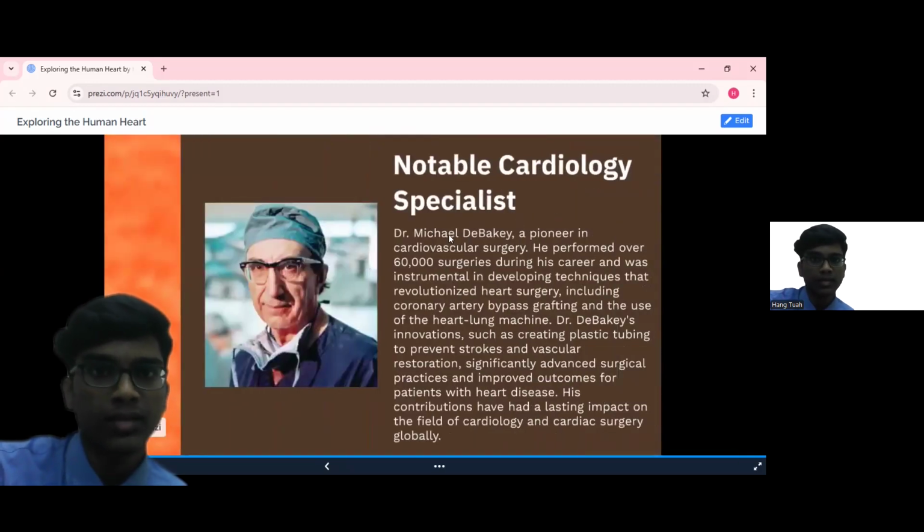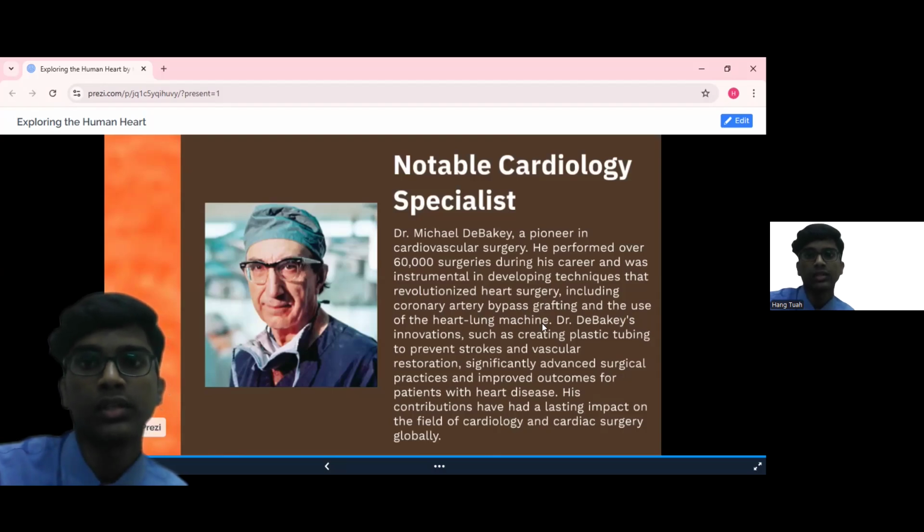Finally, a notable cardiology specialist that I admire is Dr. Michael DeBakey. A pioneer in cardiovascular surgery, he performed over 60,000 surgeries during his career and was instrumental in developing techniques that revolutionized heart surgery, including coronary artery bypass grafting and the use of the heart-lung machine.